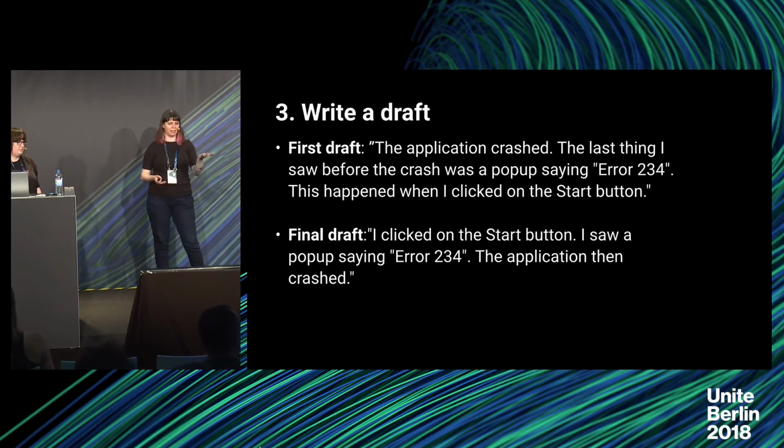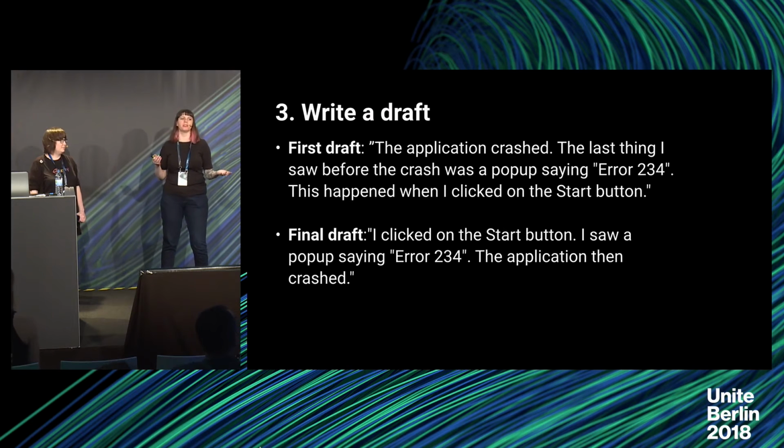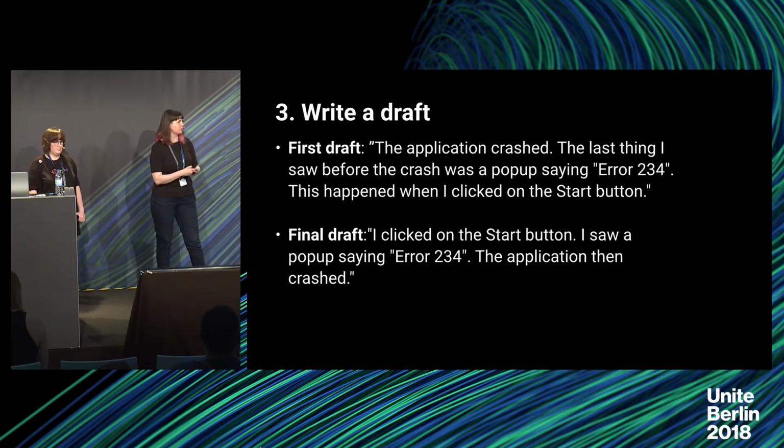Take a break, come back to it, and realize that's not in an order that's helpful and clear for your audience. In the case of a bug report, the helpful, clear and logical order is to describe the steps in the order that the person can reproduce them. So it's the same information in a more logical, helpful order. I clicked on the start button. I saw a pop-up saying error 234. The application then crashed.